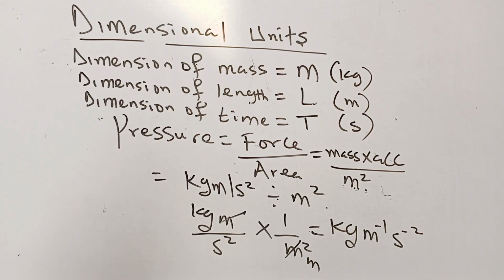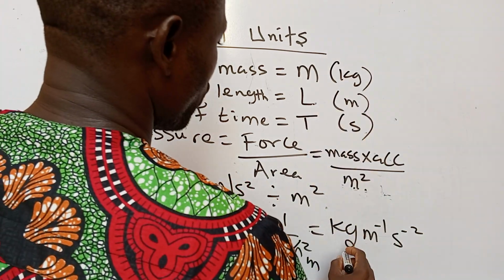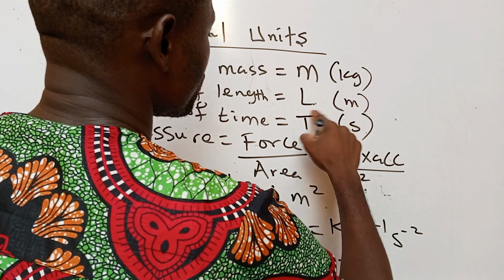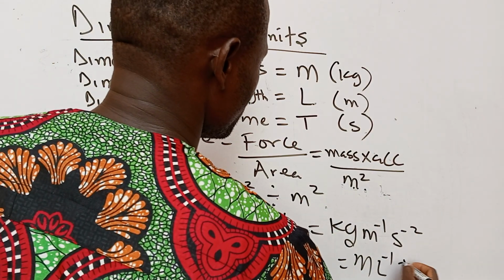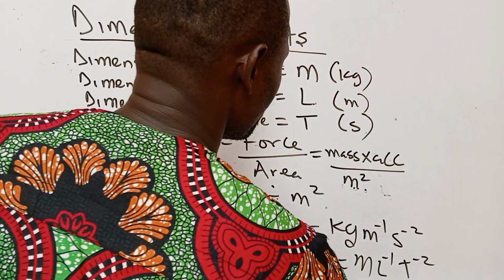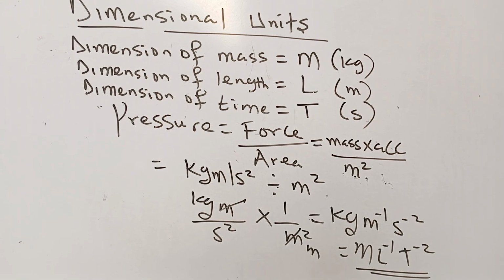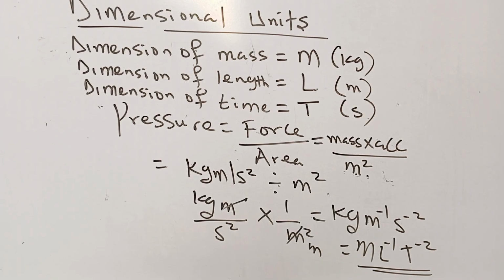So dimensionally, what are we going to have now? By changing the kg to M, the m for meter to L, then the s for seconds to T, this will become our dimensional unit of pressure. That is the dimensional unit of pressure.